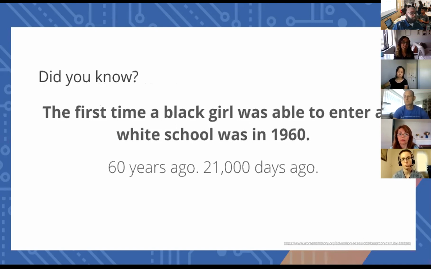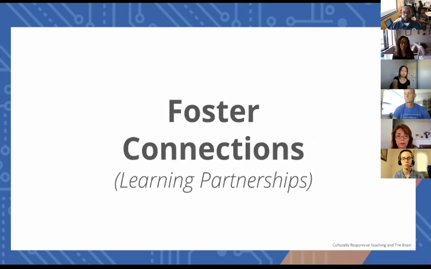So let's remember that our country was not built to benefit Black and Brown people. And just 60 years ago was the first time a Black girl was able to enter a white school, which is kind of mind-blowing. It's not that long ago. So as an educator, being able to foster these cultural connections, again, touching on learning partnerships here, one of the 4 quadrants, this will allow you to become more aware of the socio-political context and help students expand their intellectual abilities. Make sure you do your own research on racial history.